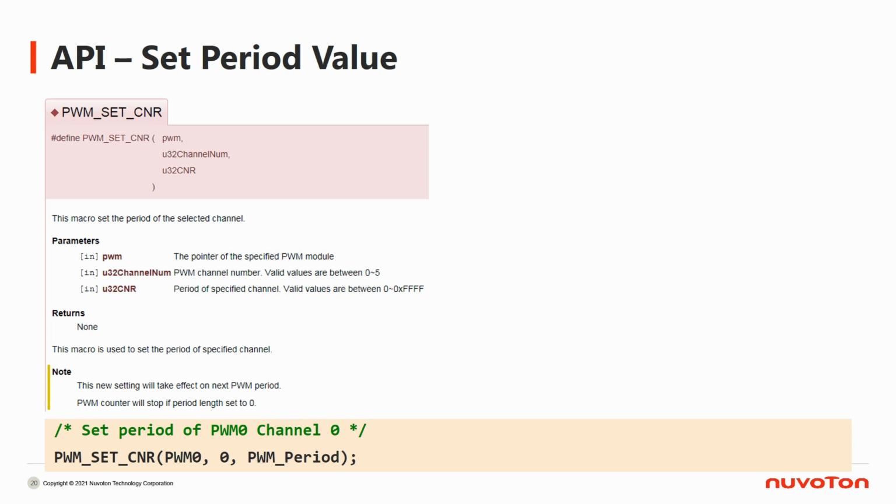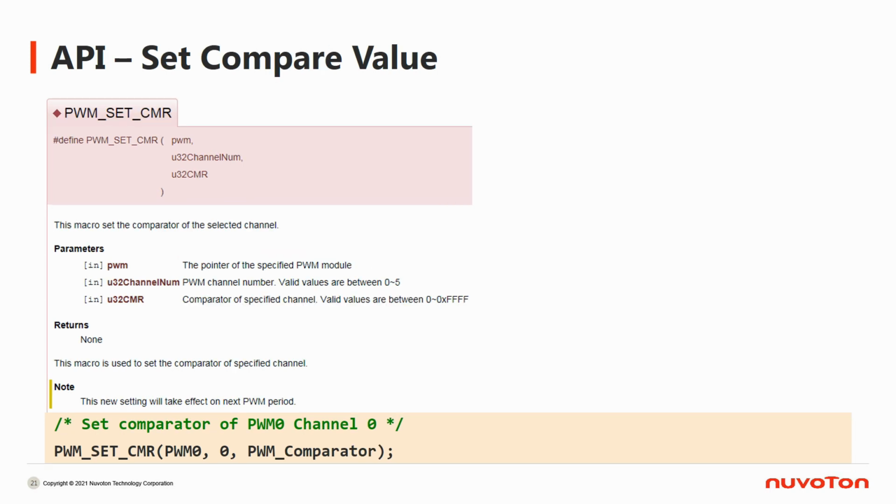The API we use to set the value of period is PWM Set CNR. By this API, we could specify the period of a specific PWM channel. The example below shows to set period of channel 0 of PWM module 0. We also need to set a compare value of PWM. This API, PWM Set CMR, is used for it. By the example below, we can set the comparator of channel 0 of PWM module 0.